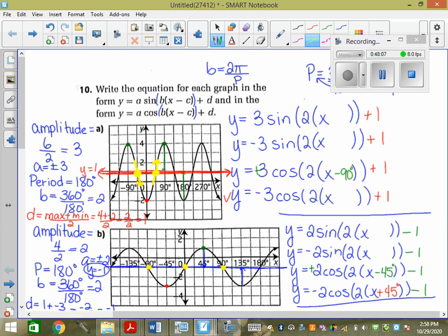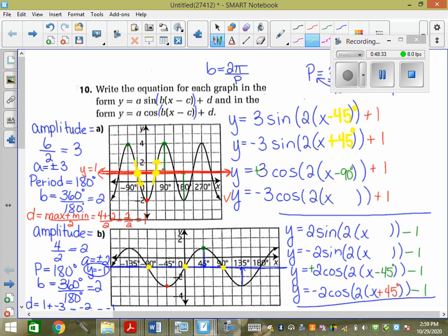So then one to the left goes with which, negative sine or positive sine? Negative sine. So I need to go 45 to the left, so I'm going to add 45 degrees. And then this one is to the right, 45, so I'm going to subtract 45 degrees.